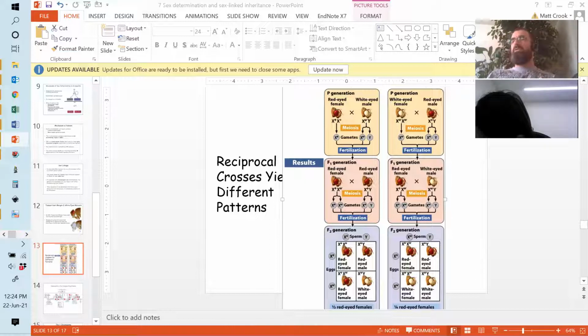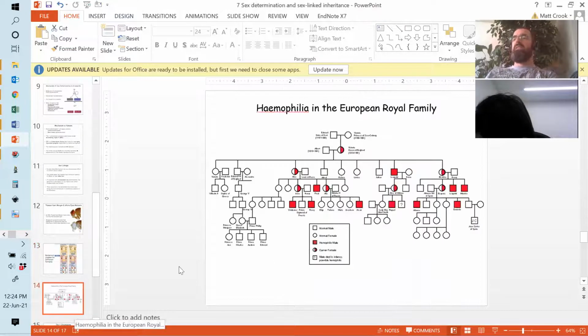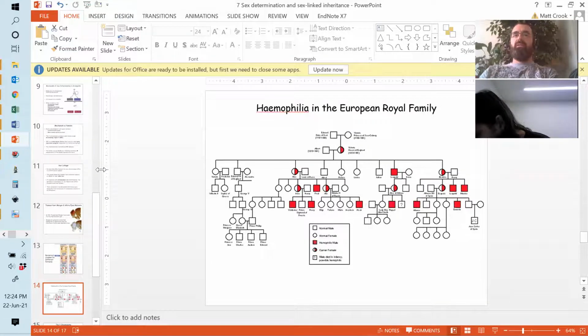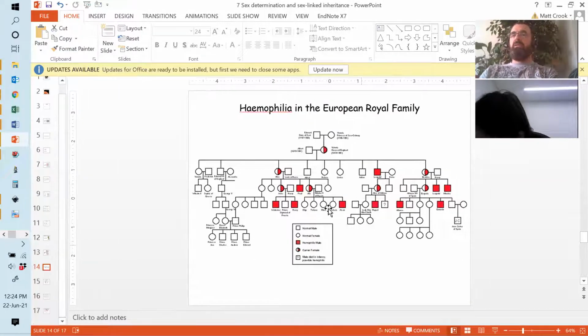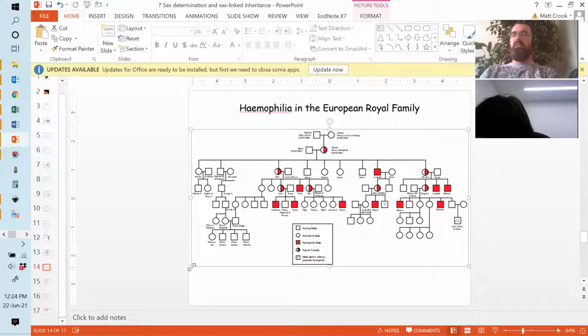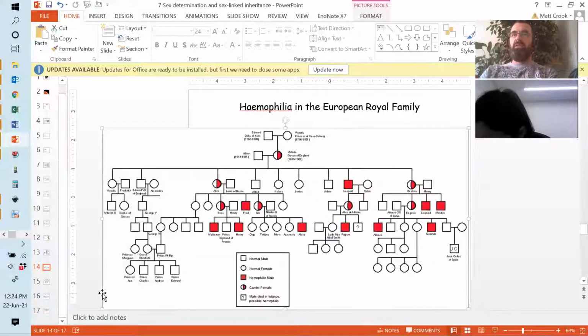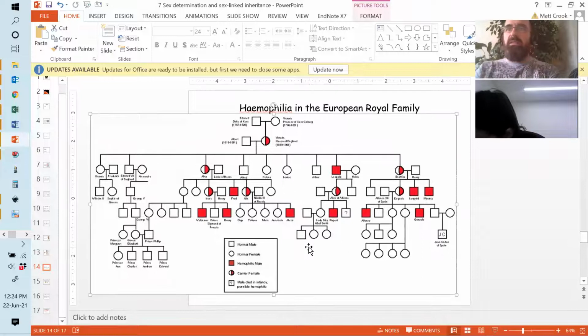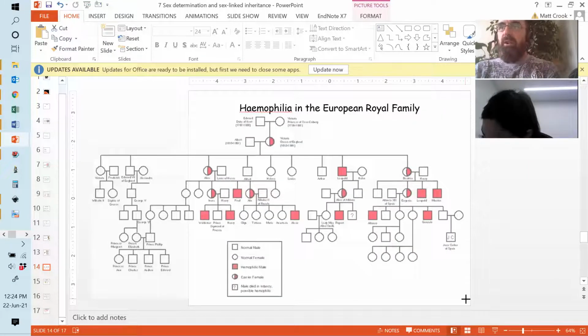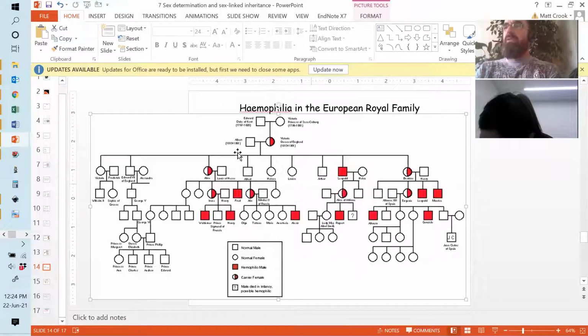Obviously, if you're not able to do these reciprocal crosses, instead what you do is look at a lineage. And this is, I'm going to again blow this up a smidge so it's easier to see. I just had to fit it onto the actual page. So this is back to old Queen Victoria and Albert.